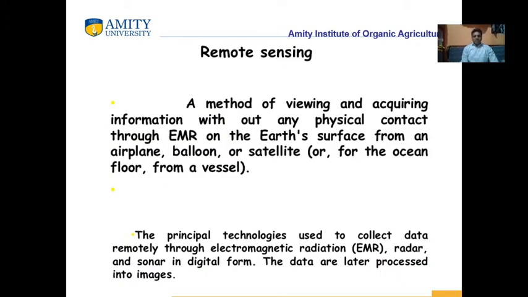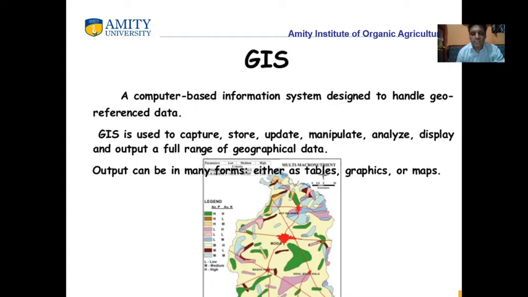Remote sensing is a method of viewing or acquiring information without coming in direct contact, and in this system electromagnetic radiations are used on the Earth's surface from the satellites or aeroplanes. The principal technology used to collect data from remote systems is electromagnetic radiations, radar, sonar in digital form. The data are later processed into different images.